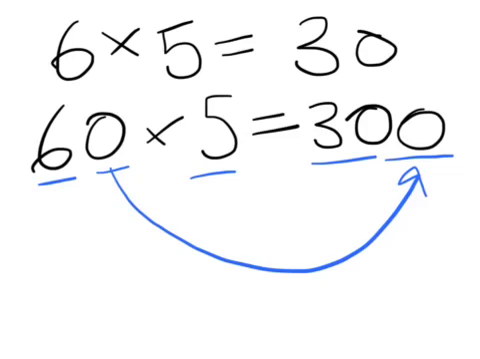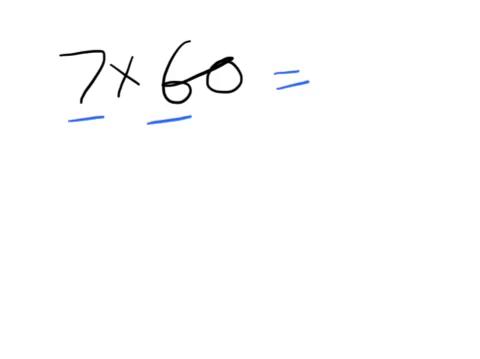Let's do another one. Let's have a look at 7 times 60. Okay, now we know that 7 times 6 equals 42. But of course it's really 7 times 60. It's 7 times 6 tens. So you have to acknowledge that. You have to deal with that. So let's deal with this 0 here. Because it is 7 times 60 and not just 7 times 6, the answer is not just 42, it's 420.